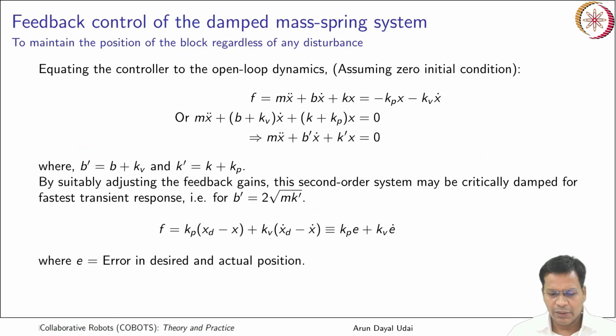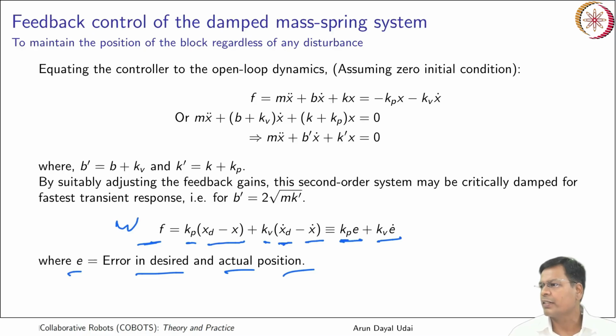Okay, so yes, this time your system equation can be written as f is equal to kp (xd minus x) plus kv (xd dot minus x dot). So it becomes equal to kp into error in position plus kv into error in velocity. E is the error in desired and actual position, E dot is the error in desired and actual velocity. Got it? So yes, now you can write your system like this, because you have initial zero conditions for position and velocity. It comes out to be like this, f is like this.